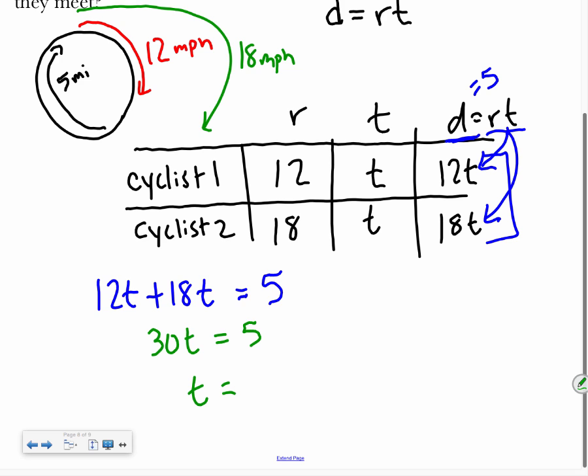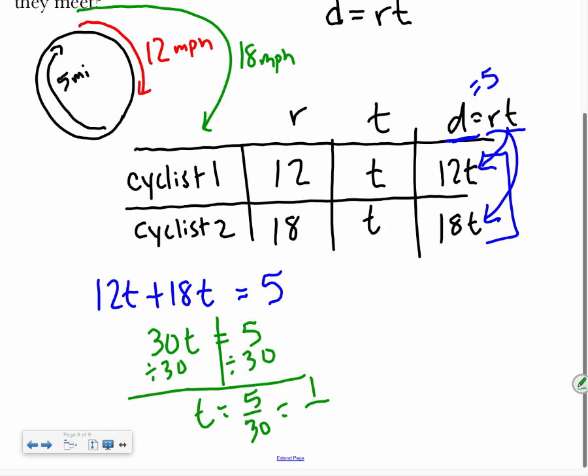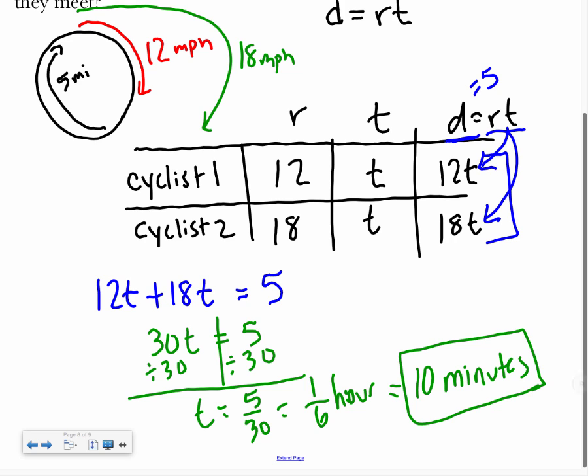So t, divide both sides by 30. We're left with t equals 5/30ths, or 5 goes into itself once and into 30 six times. So 1/6 of an hour, which, what is 1/6 of an hour? 10 minutes. So in 10 minutes, they should meet on the bike path.